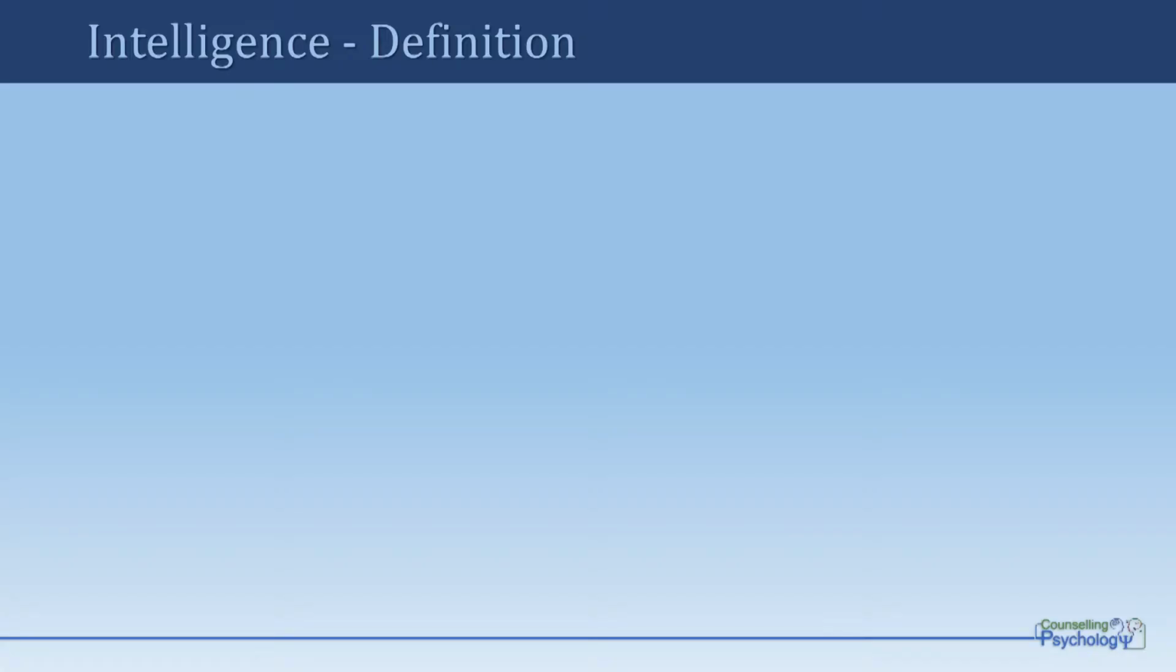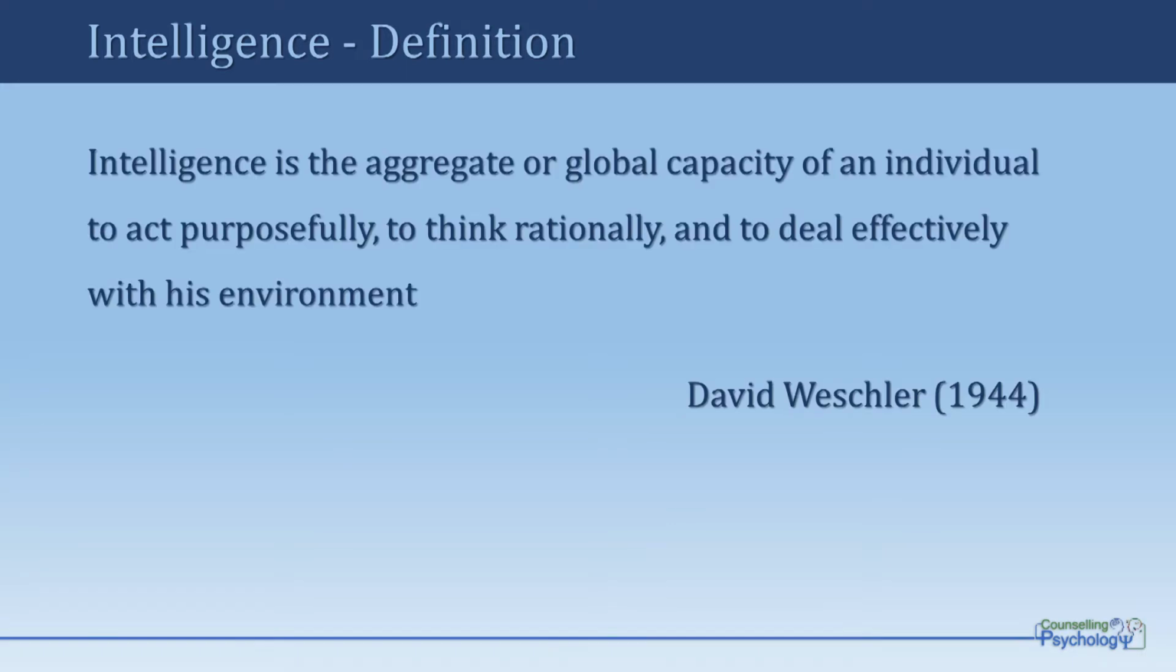There are many definitions given by various authors. We will see the comprehensive definition given by David Wechsler in 1944, who also devised an adult intelligence test. According to Wechsler, intelligence is the aggregate or global capacity of an individual to act purposefully, to think rationally, and to deal effectively with his environment.